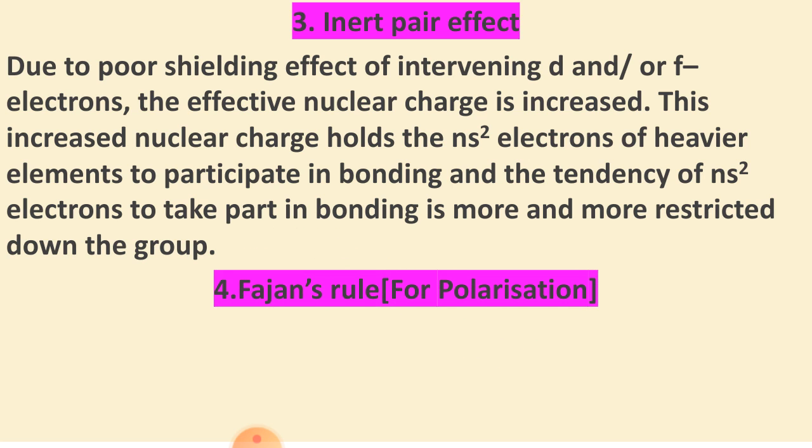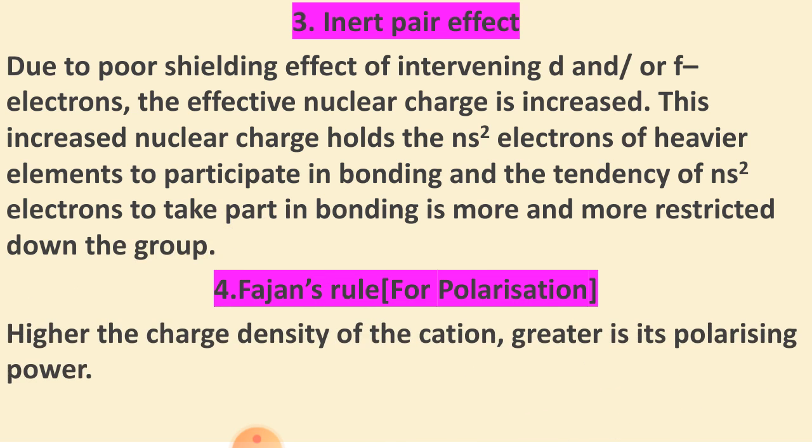Now students, Fajan's rules. About these rules I told you in 11th in the chemical bonding chapter. Here I summarize this rule, which is very helpful to understanding the p block elements. So now about the Fajan's rules. This rule is basically for polarization, that means the covalent character in an ionic compound.